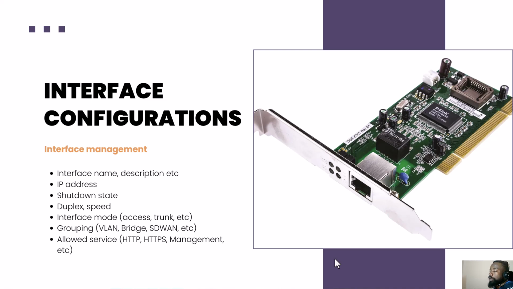So the individual things that we'll be configuring today include the interface name and description, that is, for some devices, take both. And then we're also going to be configuring IP addresses on the interfaces. We're going to be configuring the shutdown state. We're going to be configuring the speed and duplex. We're going to be configuring interface modes, be it access or trunk mode. We're going to be configuring grouping for the interface, that is to determine what kind of group the interface would function as, VLAN, bridge, or SD-WAN, right?